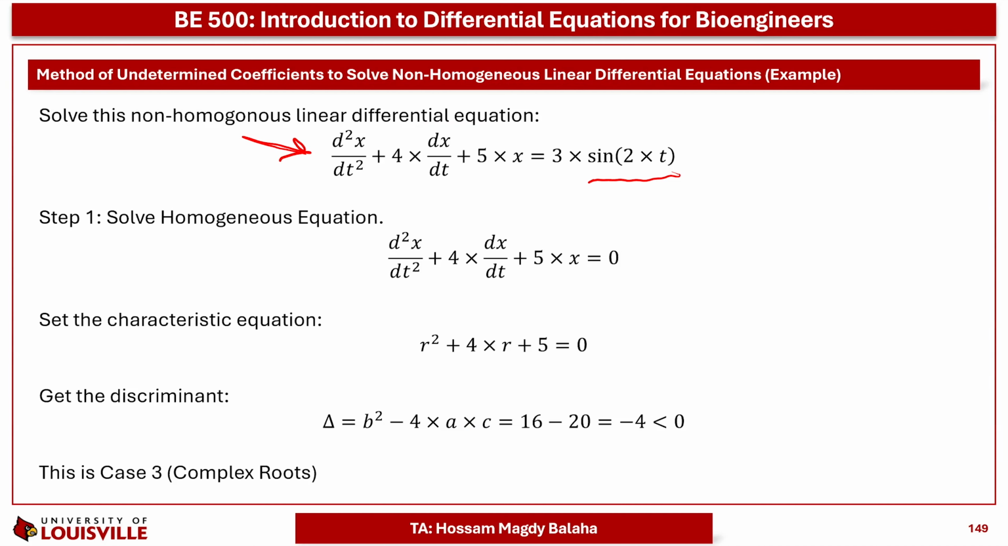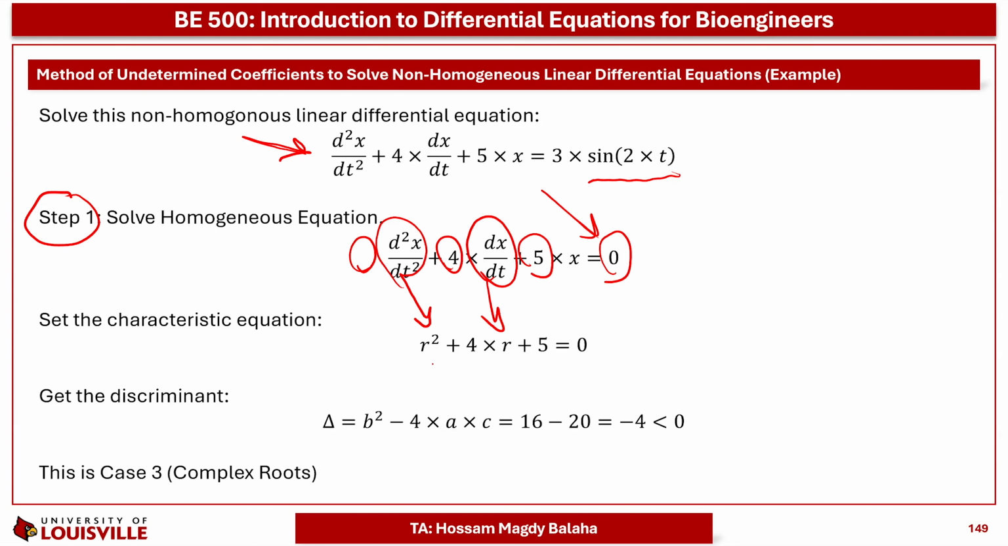To follow the steps, let's start with step 1, solve the homogeneous equation. This can be done by setting f of t to be 0. As we mentioned in the previous lecture, check that a, b, and c are constants and the equation is homogeneous. Then you can use the characteristic equation, setting the second derivative to r squared, the first derivative to r, and setting the different coefficients or constants. Then you will retrieve this characteristic equation. After that, find the discriminant so that you can determine which case and the corresponding solution.